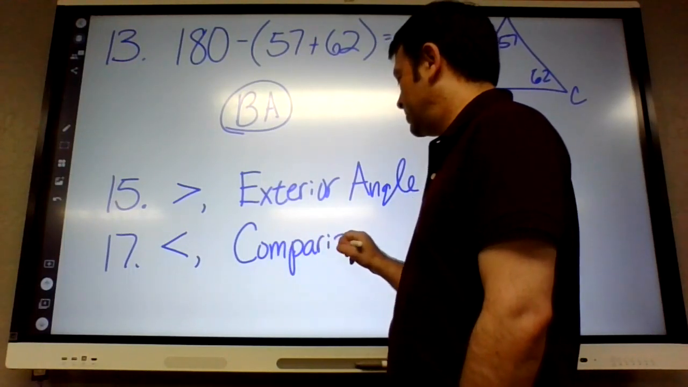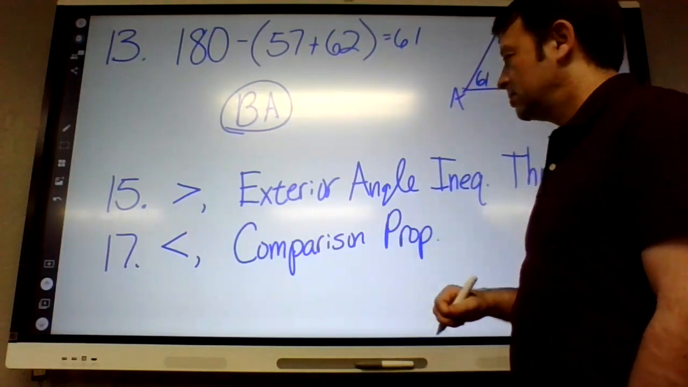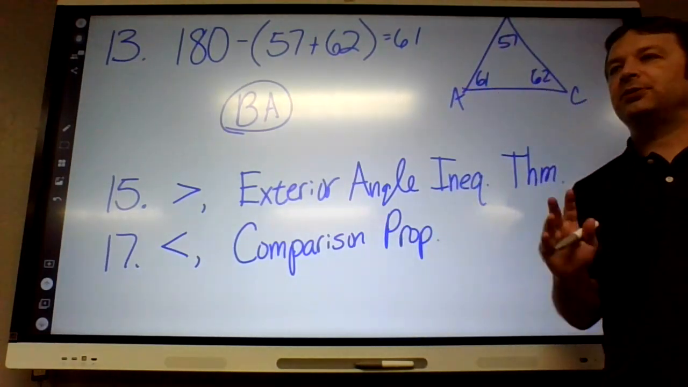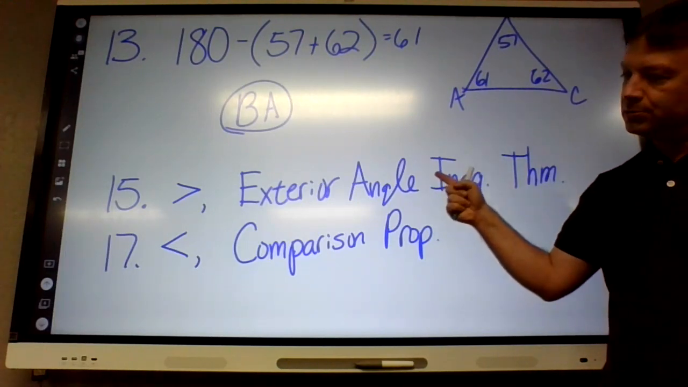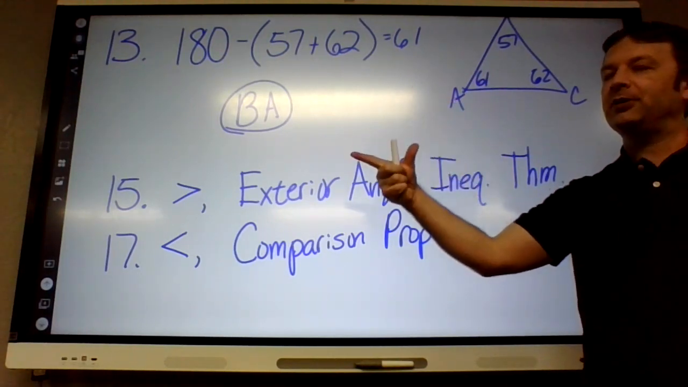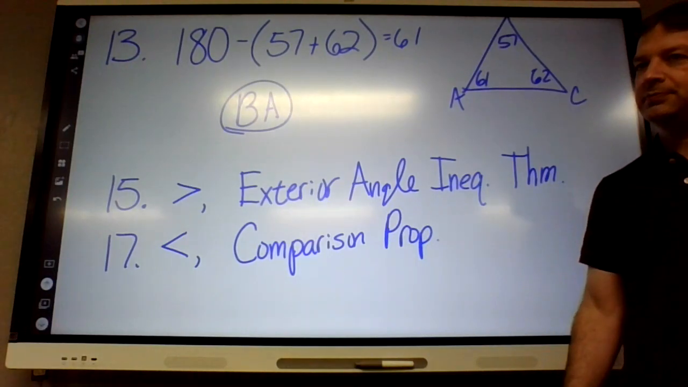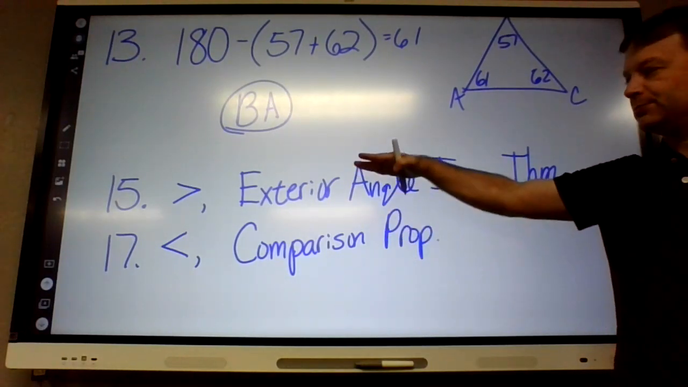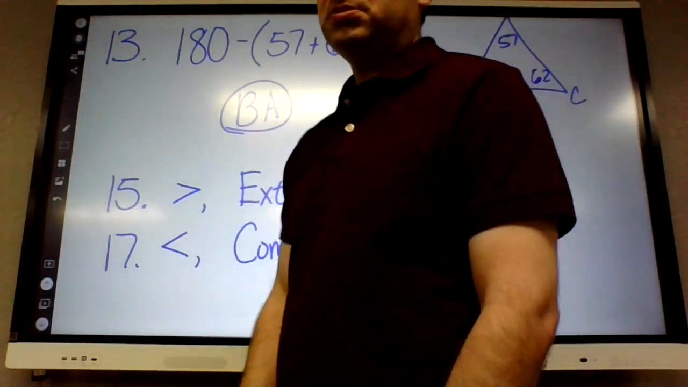Not a very great name, but okay. Is there like an option? So those are your two choices. It's either an exterior angle, like number 15 was, or it's just that the two little angles make the bigger angle, and the bigger angle has to be bigger. That's comparison. Those are your only two options. Okay.